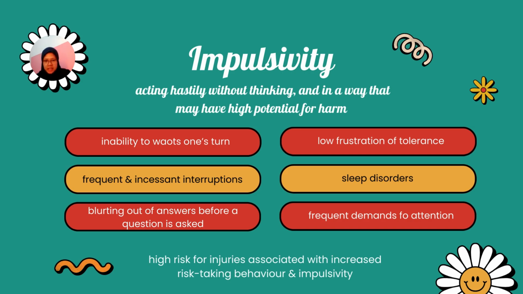Thirdly is impulsivity. Impulsivity is acting hastily without thinking and in a way that may have high potential for harm to themselves or others. Impulsivity can be seen in the inability to wait for one's turn, and frequent and incessant interruptions and blurting out answers before a question is asked. They also show low frustration tolerance, have sleep disorders, and make frequent demands for attention. Children with ADHD are also at high risk of injuries, associated with increased risk-taking behavior and impulsivity.